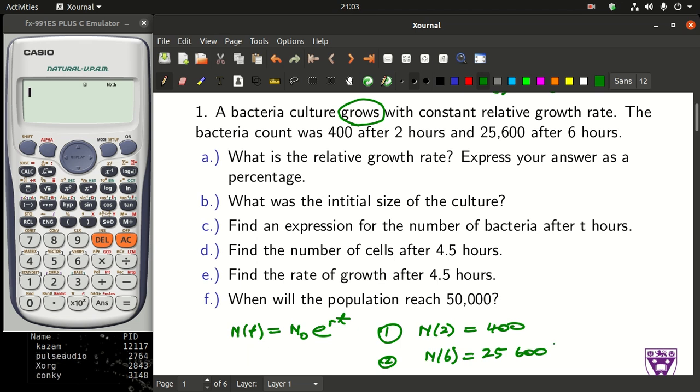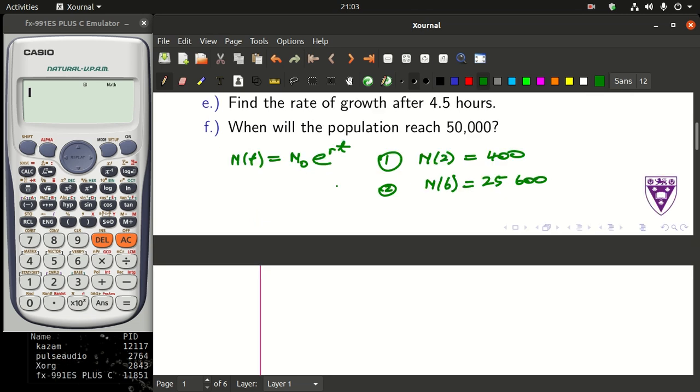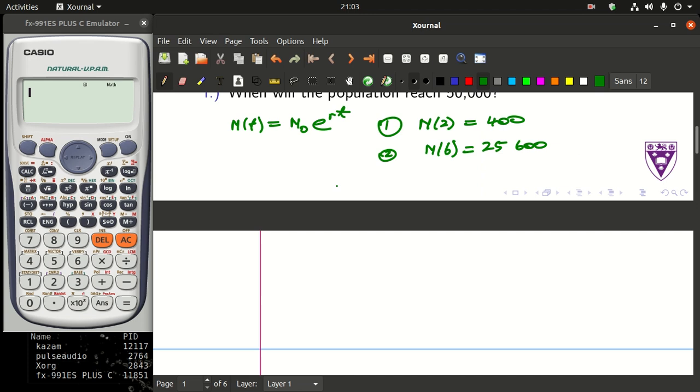Others like to say 250,600, but it doesn't matter. What matters now is how we can find the value of r. All we need to do here is say that if t is equal to 2 in this equation, I know the value of N(t).